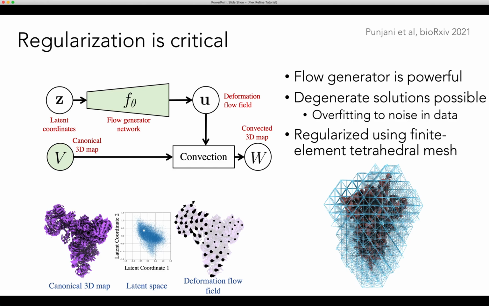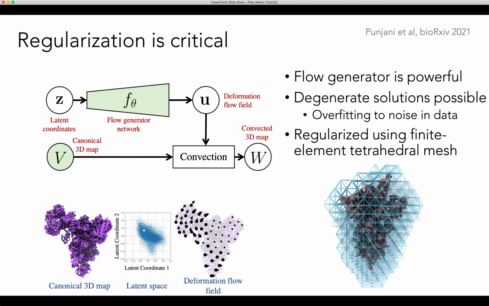Without the mesh, given the noise in the single particle data, it's very difficult to avoid overfitting in a high-capacity model like 3D Flex. The model would just learn very noisy and spurious motion rather than focusing on the deformation that's actually happening to the protein itself.